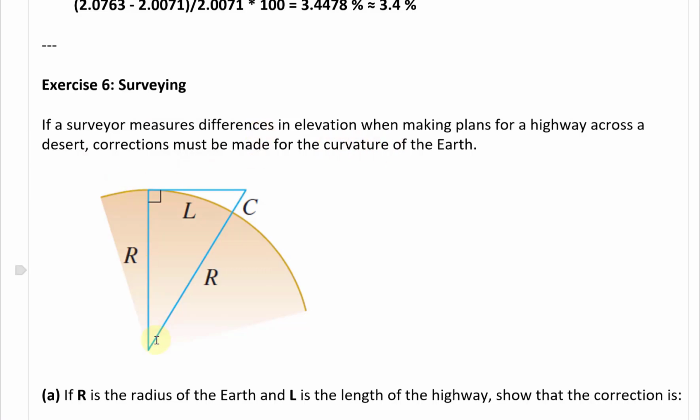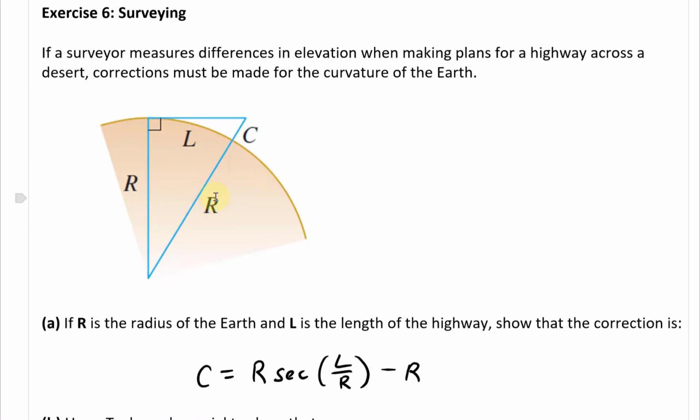So here is the center of the Earth there. And so yes, making plans for the highway on a desert. So you want to check the elevations and so on. So you start off from this point. And as the Earth curves, you're going to have an error here. So you need to correct it by that when you're doing the surveying. Alright, let's continue further. This is the radius of the Earth, capital R.